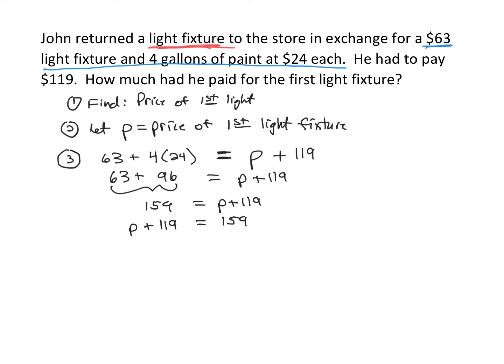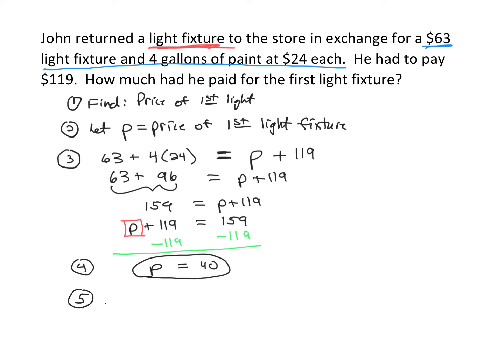Now what I'm solving for is P, so I need to get rid of this 119. So I'm going to subtract that from both sides. Minus 119, minus 119. And what I end up with is P equals 40. So I'm going to circle that, put my little step 4, and then write my conclusion. So step 5, therefore, the first light fixture was $40.